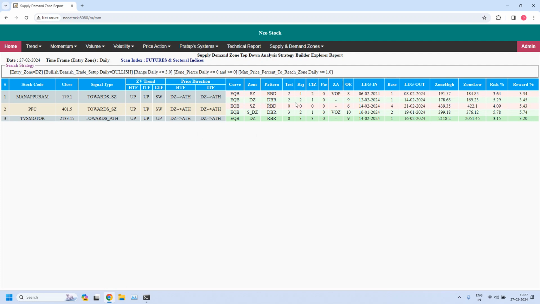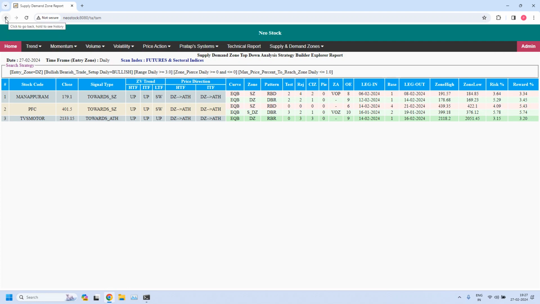But remember, some of these zones are already tested. And we have one high liquidity zone, already tested 3 times, because some of you want to trade only in fresh zones. But anyway, here we don't have sufficient stocks.